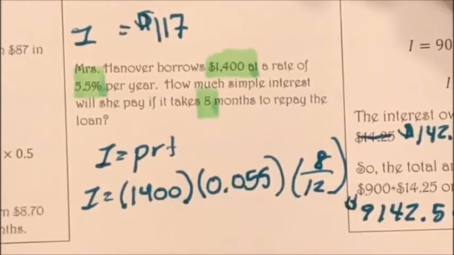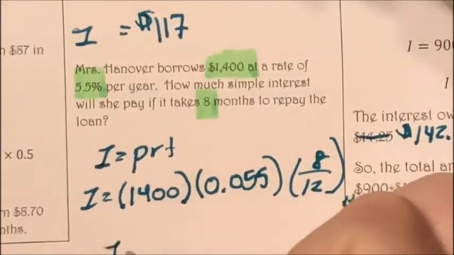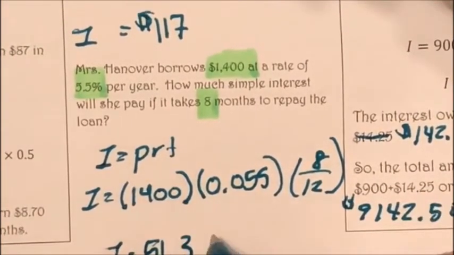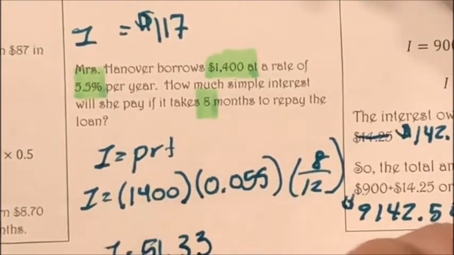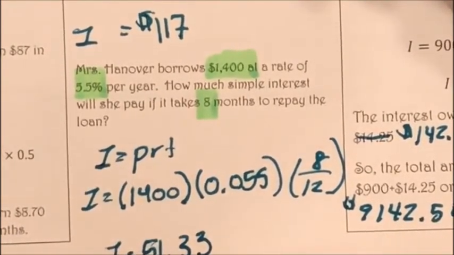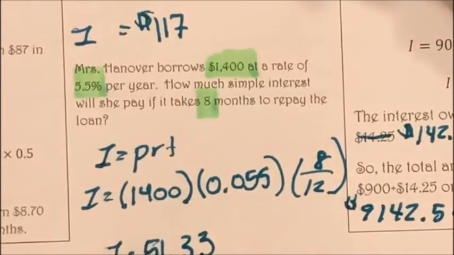So I take that and multiply it times my rate and then times my principal. I get I equals 51.33. So my interest is $51.33. That's how much simple interest she'll pay if it takes 8 months to repay the loan.